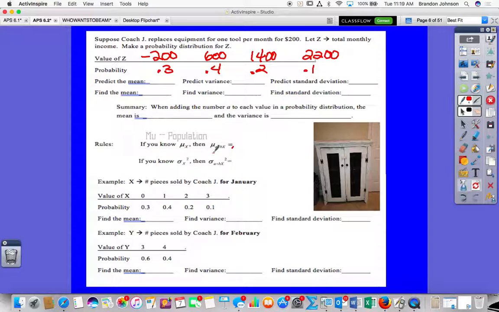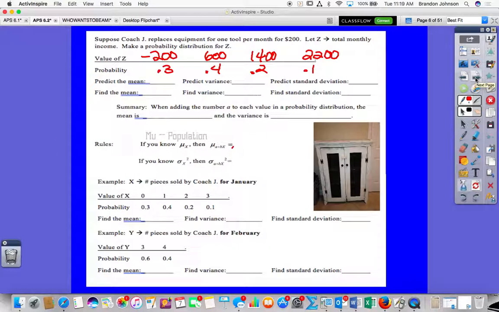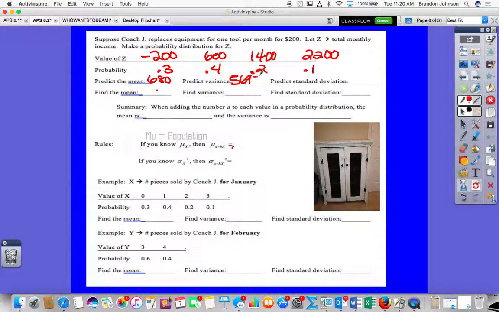Nice. Okay, so we're going to predict the mean this time. So what was the mean? It was 880, right? If I subtracted 200, what would happen to the mean? We would expect 680, wouldn't we? Because when we subtract, we just subtract there. Same idea. What about predicting the variance? Would I subtract from the variance? No, it should be the same, right? So it should be the 569,572. So let's put that there. And what was the standard deviation? 754.7. Good. Those are our predicted.